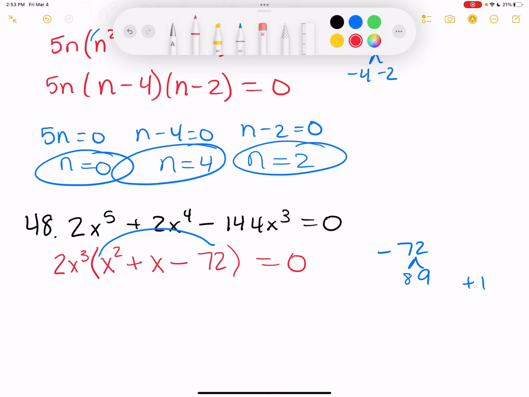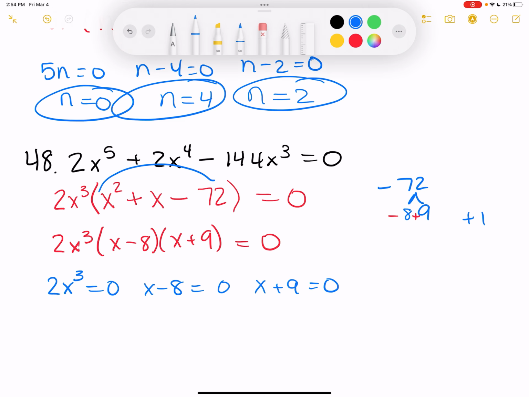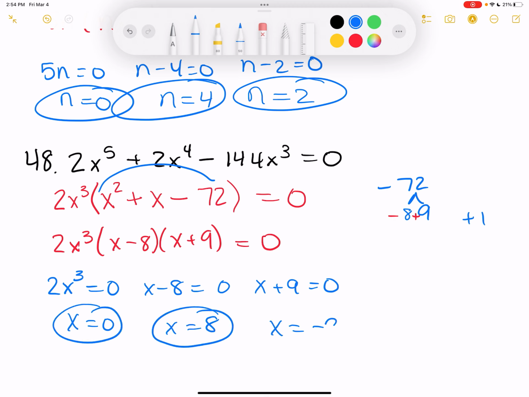All right, so then we have 2x cubed times... 9 is positive, 8 is negative. x minus 8, x plus 9 equals 0. Set everything equal to 0. 2x cubed is equal to 0. x minus 8 is equal to 0. x plus 9 is equal to 0. So x equals 0, x equals 8, x equals negative 9.